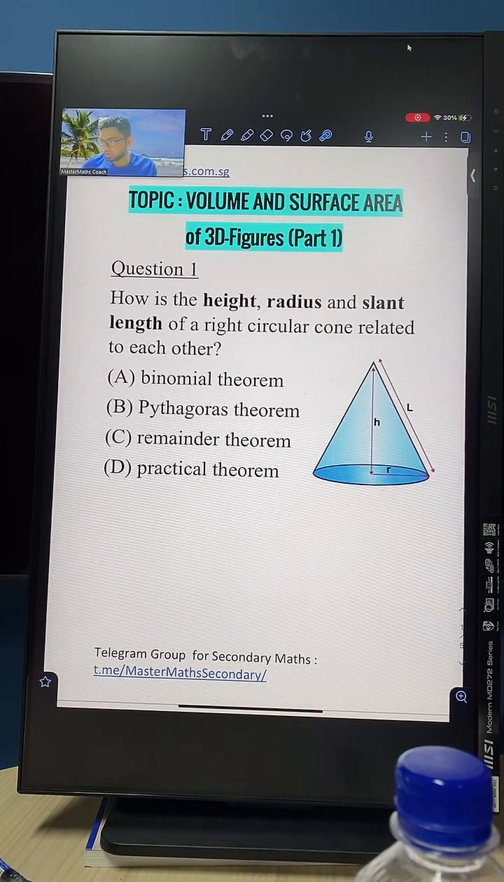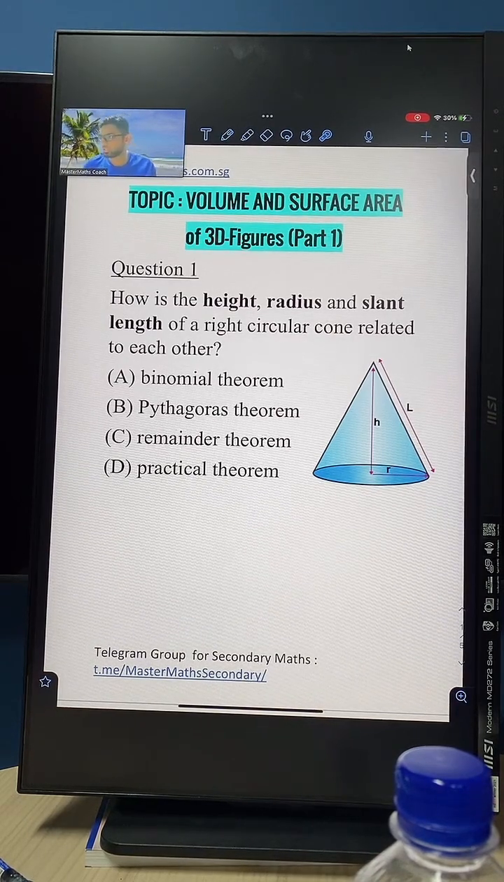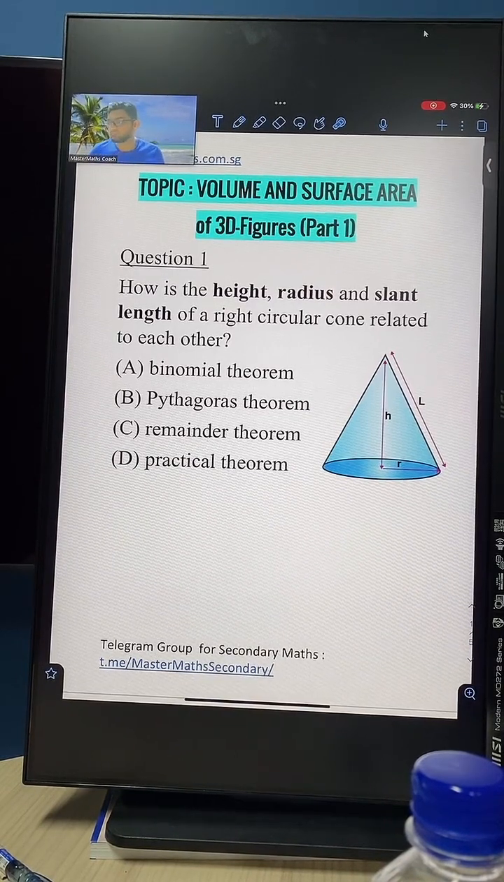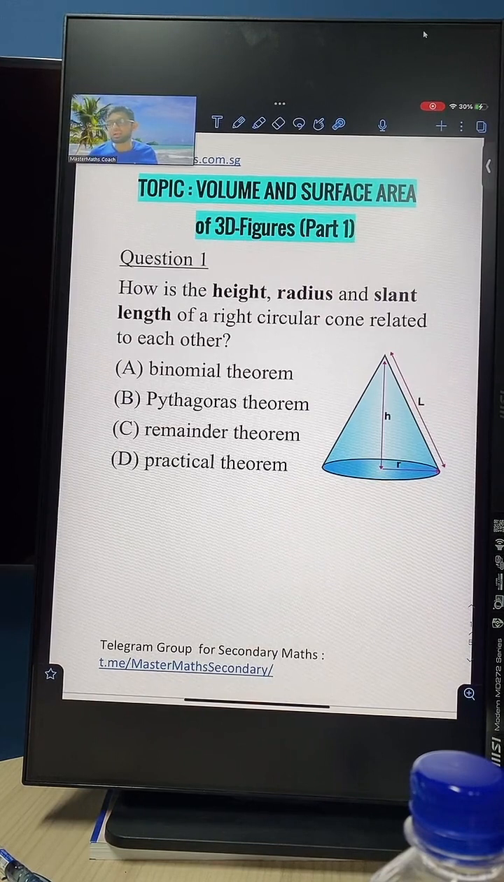What is the remainder theorem? The remainder theorem relates to polynomial equations. Polynomial means you have x squared and above. Let's say you have x cubed, x squared, x to the power 4. Then the remainder theorem becomes important.